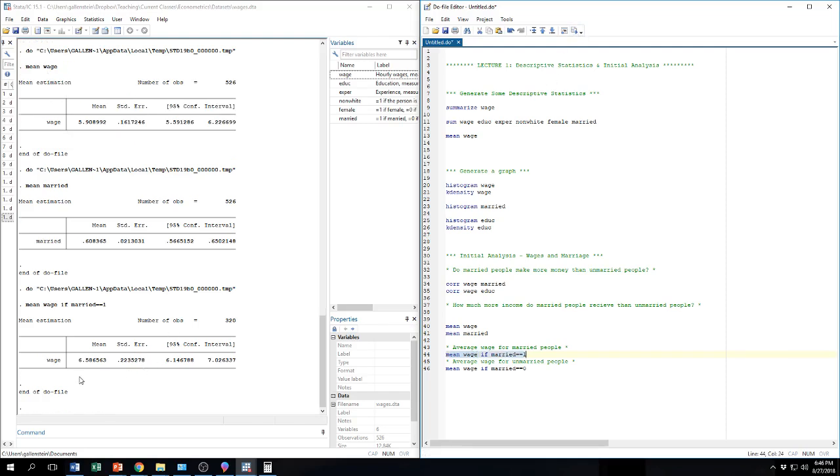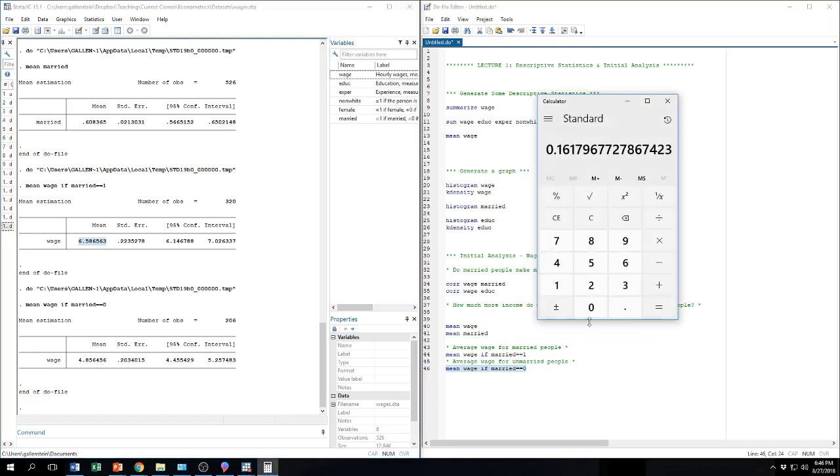The average wage for people that are married is 6.6, and there's 320 married people. Let's look at the average for unmarried people. The average for unmarried people is 4.8, 4.9, and there's 206 unmarried people. If we just compare the means, we can say, look at that. The mean wage is higher for married people than it is for unmarried people.